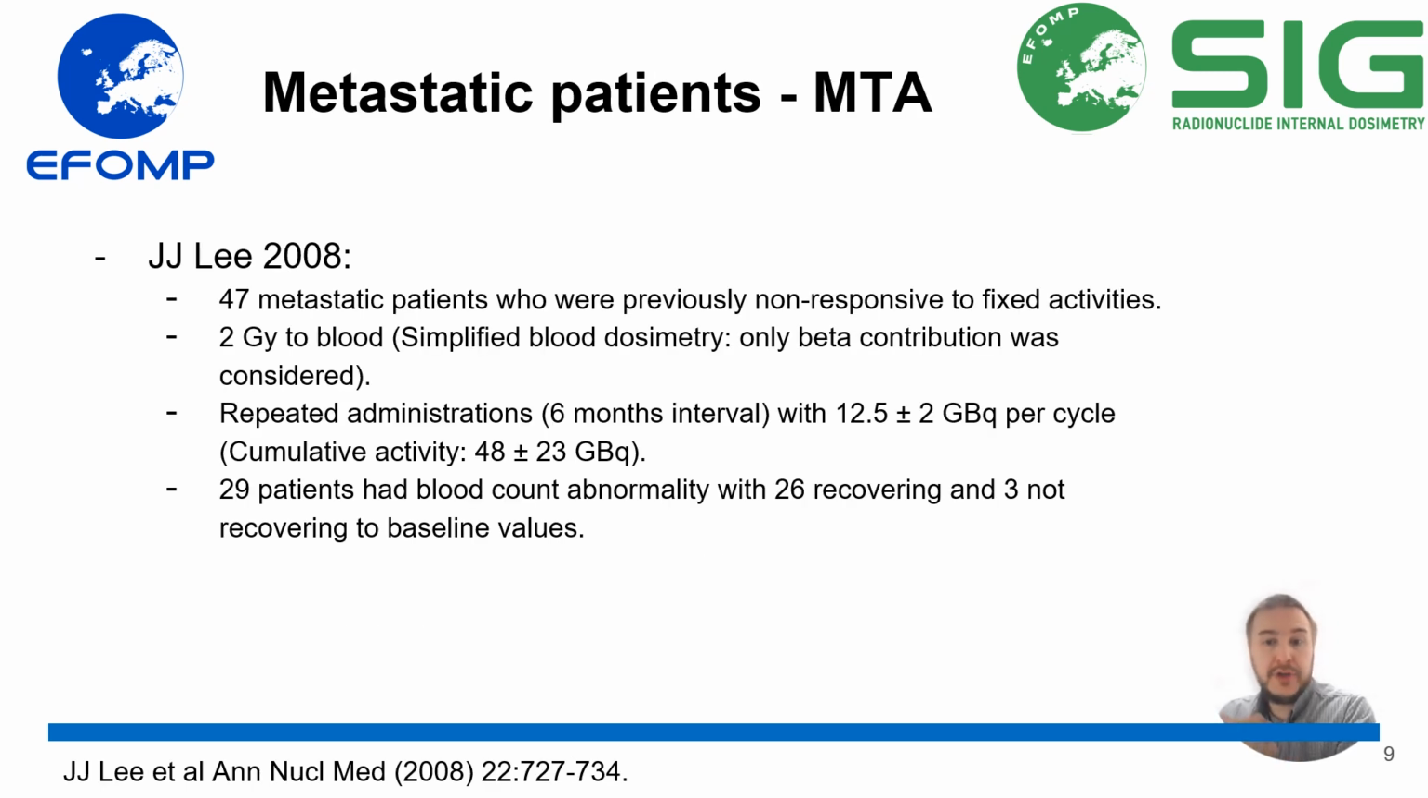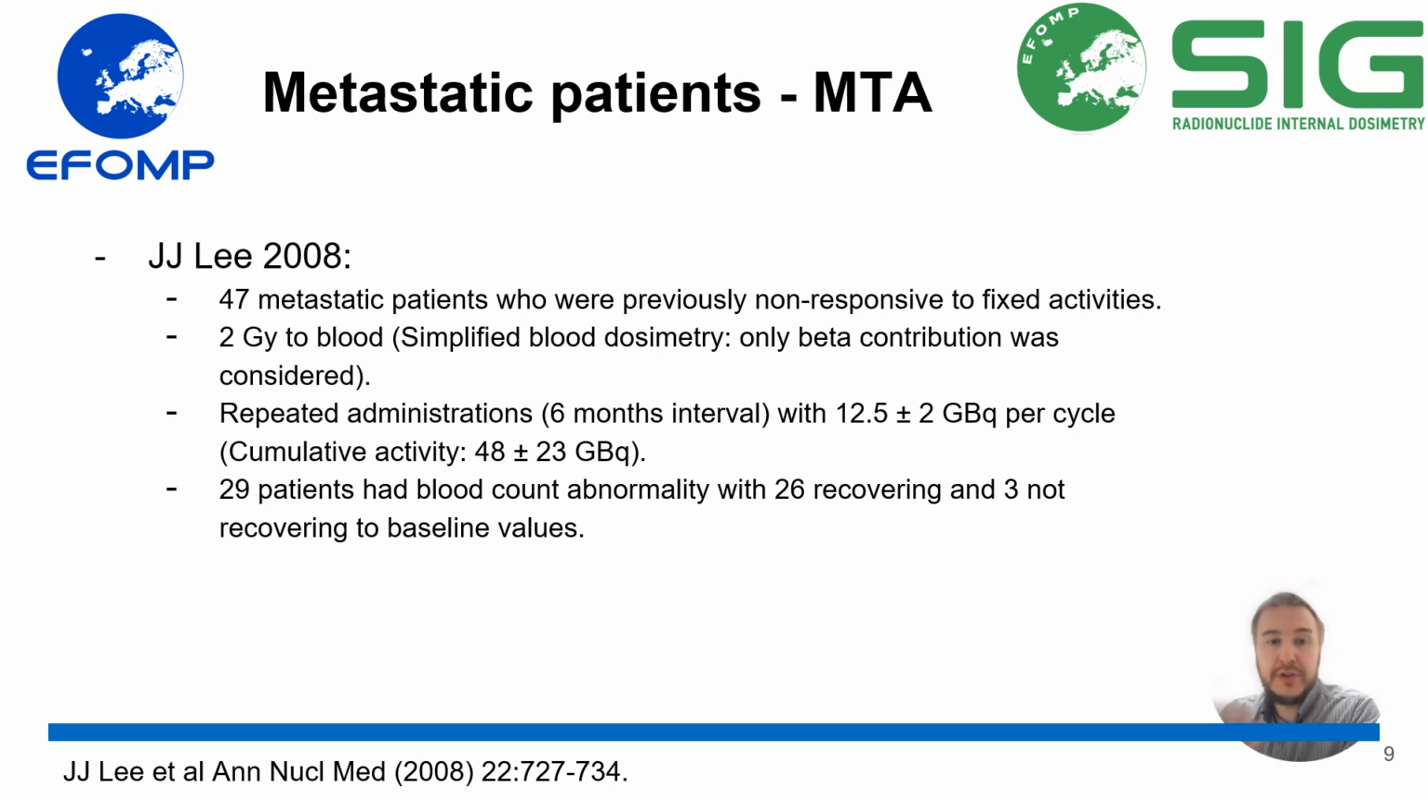And then if we go away from the thyroid remnants and we go to the metastatic patients, we've got very much the two approaches being used. So we've got the MTA approach and the lesional dosimetry approach. So this paper by Lee et al. from 2008, they used the MTA approach. So they tried to give the maximum amount without giving more than 2 gray to the blood. So limiting the blood absorbed dose.